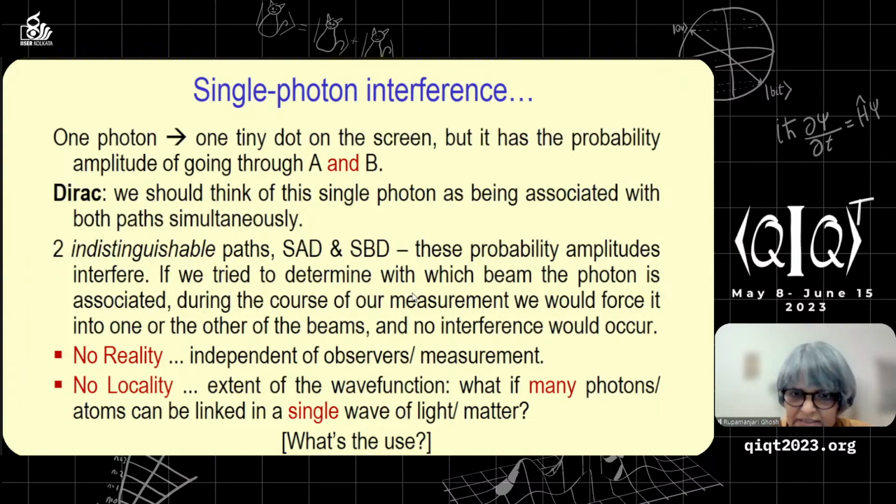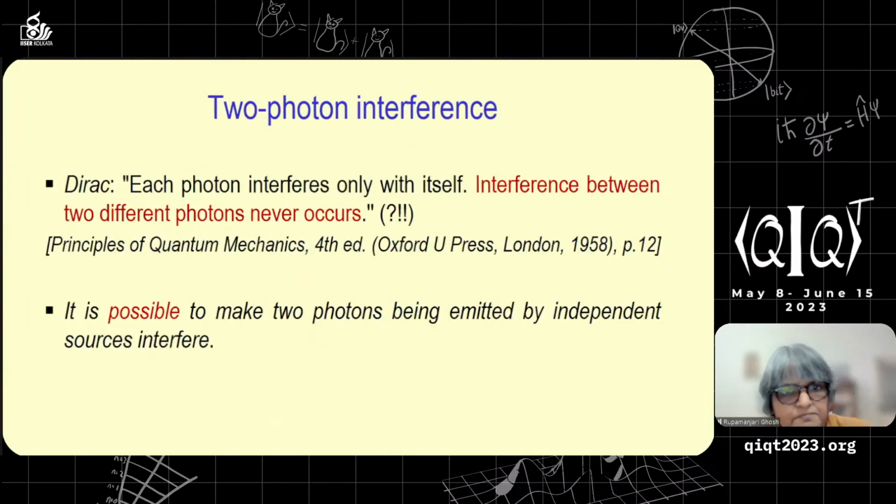Now, so there is no locality. You can simultaneously see me in Kolkata and in Delhi and so on and so forth if I were a quantum particle. So if this is really true of quantum mechanics, then what is the use of this? So I'm going to come to that.